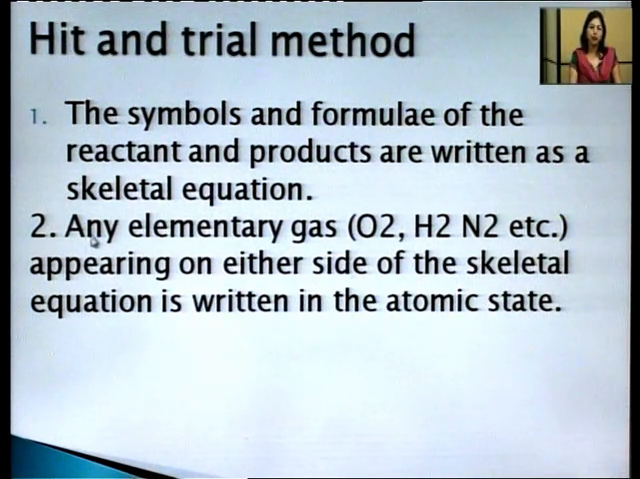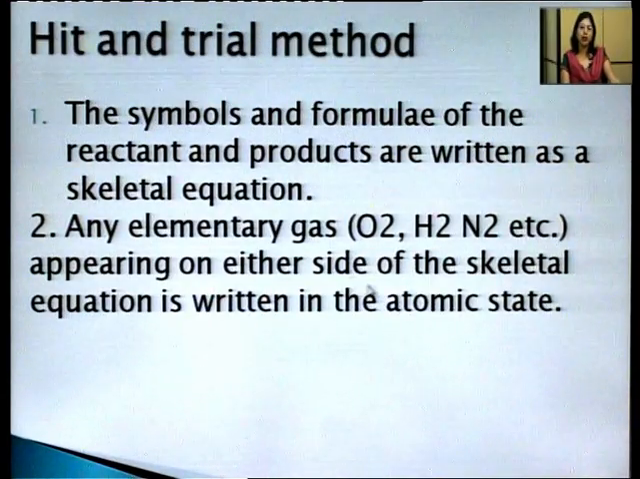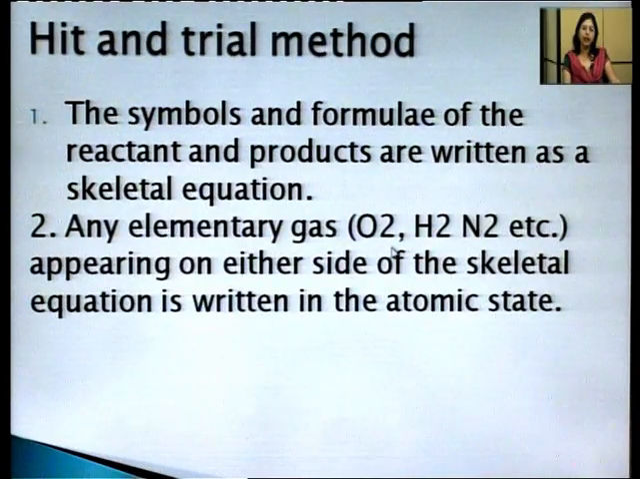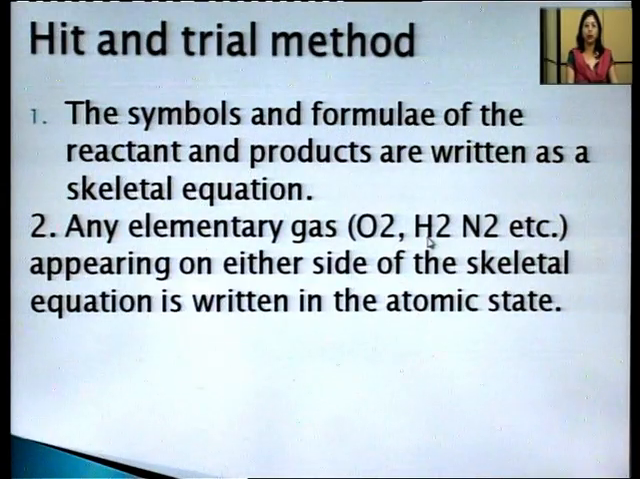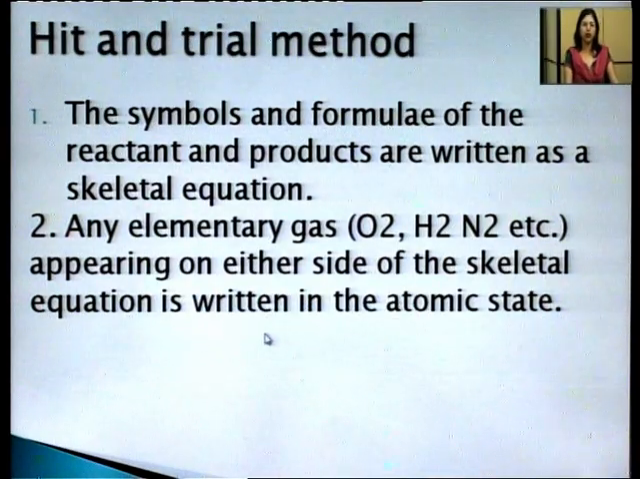In the second step, any elementary gas like oxygen, hydrogen, nitrogen, etc. appearing on either side of the skeletal equation is written in atomic state. Means, in the second step, if there is any elementary gas, it is to be changed into its atomic state. For example, oxygen O2 has to be changed into atomic form, that is O. Similarly, we will change H2 into H and nitrogen, that is N2 into N. So this is the second step for the hit and trial method.